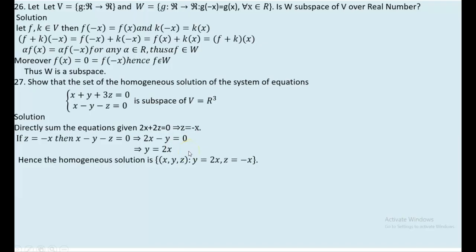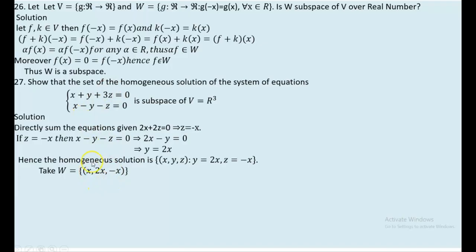Now students, I am able to write my solution in terms of x, y, z. And this x, y, z can be: x is taken as it is, y is written in terms of 2x, and z is written in terms of minus x. So I can write my collection of solutions here in terms of one variable alone. Look, W now can be written like this: x, 2x, minus x. W is a collection of all possible solutions for this. So all possible solutions now can be written in terms of this.